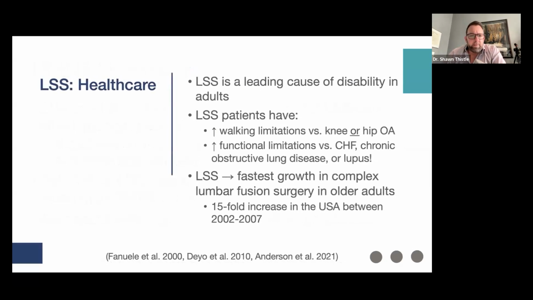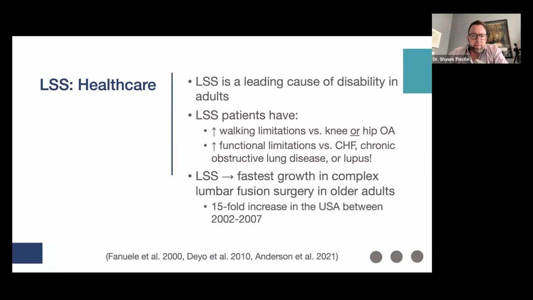From a healthcare perspective, we know that low back pain is the leading cause of disability in older patients around the globe. And lumbar spinal stenosis is a leading cause of disability in adults within that low back pain overarching diagnostic bubble. We also know that lumbar spinal stenosis patients have increased walking limitations. That's something we're going to touch on a number of times in comparison to knee or hip osteoarthritis patients. And we'll go through the GLAD data in a few minutes about that.